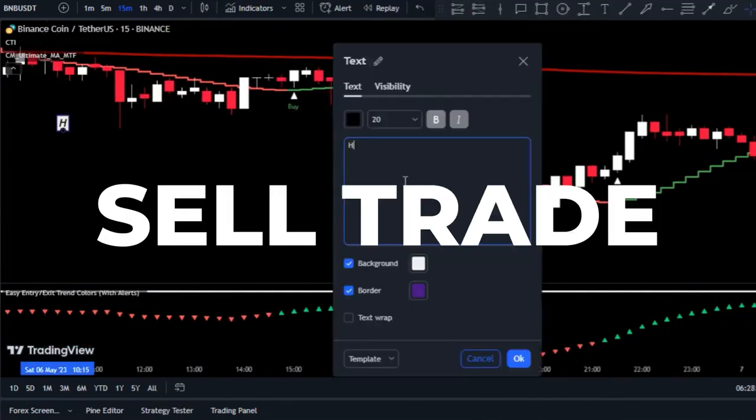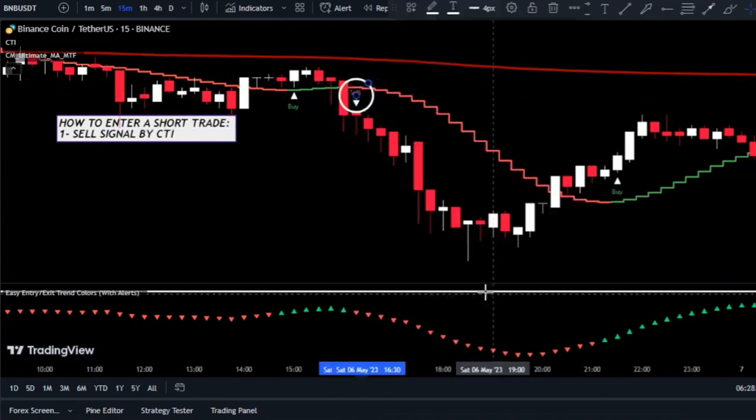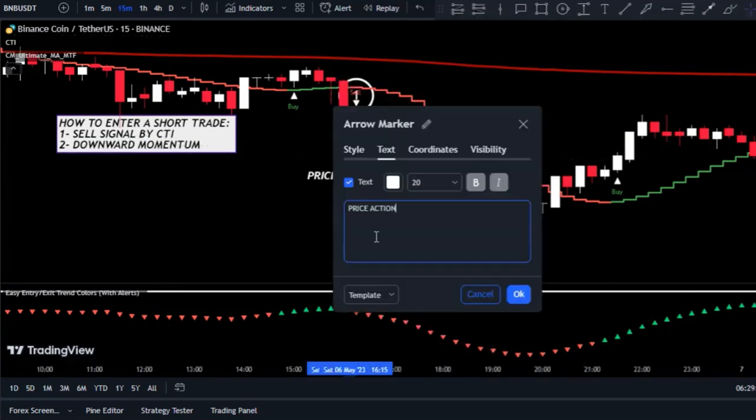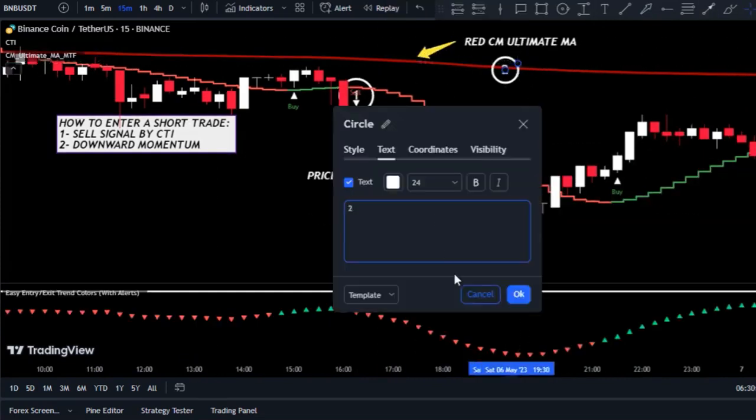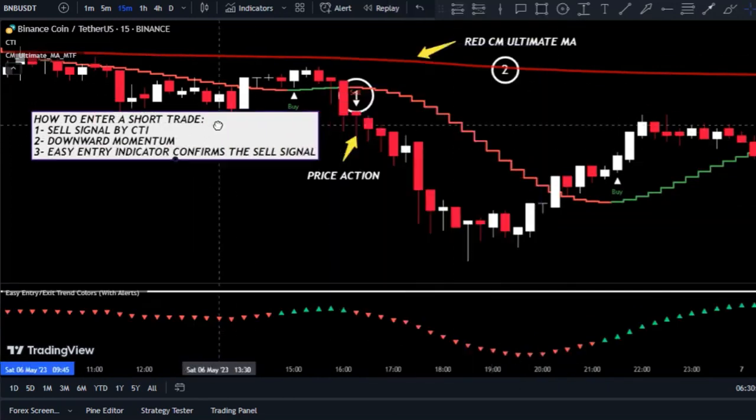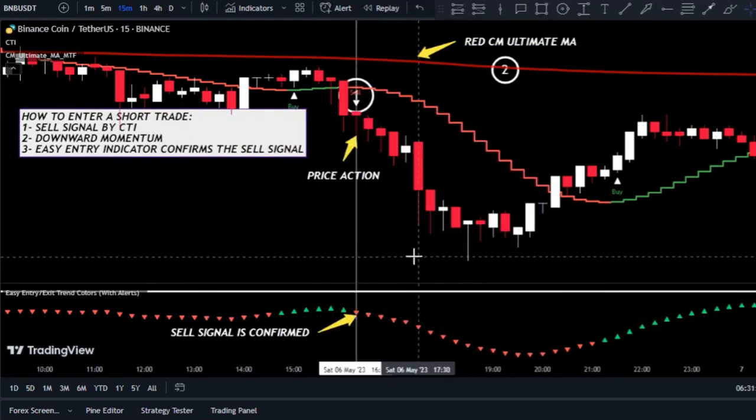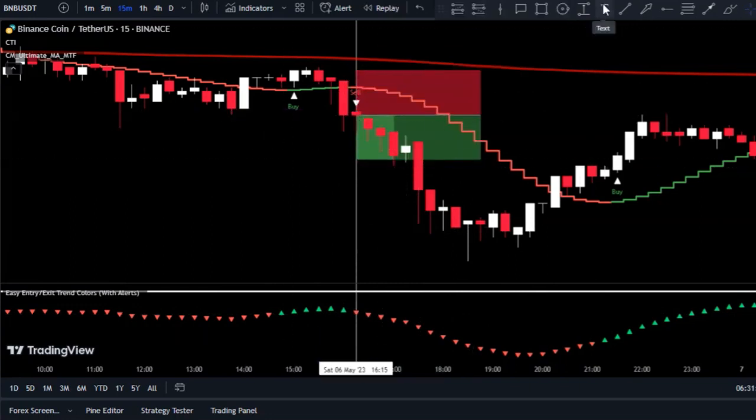And similarly, you're only allowed to enter a sell trade when a sell signal has been issued by the CTI indicator. And for more confirmation, the market momentum should be bearish, meaning the price action should be below the red ultimate moving average. And finally, we should have red triangles in the oscillator and the triangles should be below the zero line. In this case, you can enter the trade at the close of the signal candle.